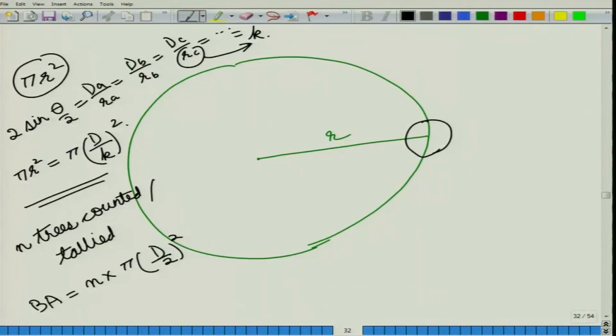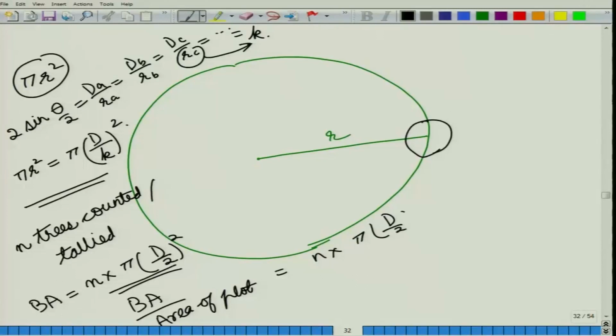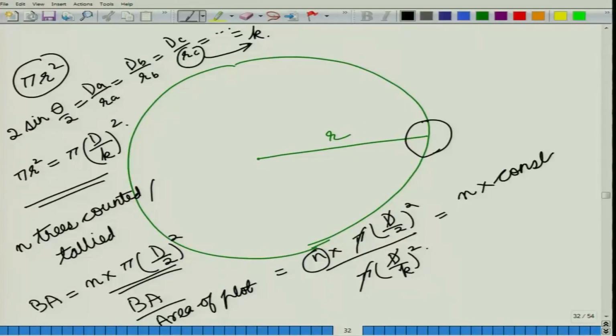Now, the total basal area per hectare, that is the basal area of the stand, is the basal area upon the area of the plot. It is given by the total basal area, n times (pi d by 2) its square, whole divided by pi d by k its square. So, in this case we have n here, pi and pi get cancelled, d and d get cancelled. So, it is given as n into some constant.